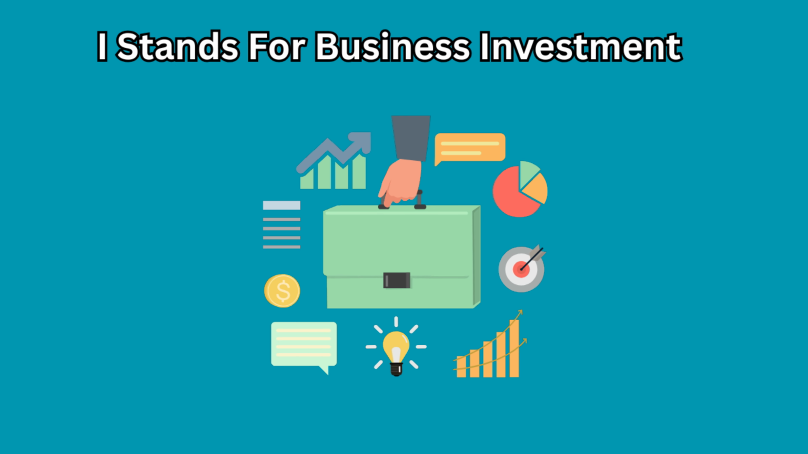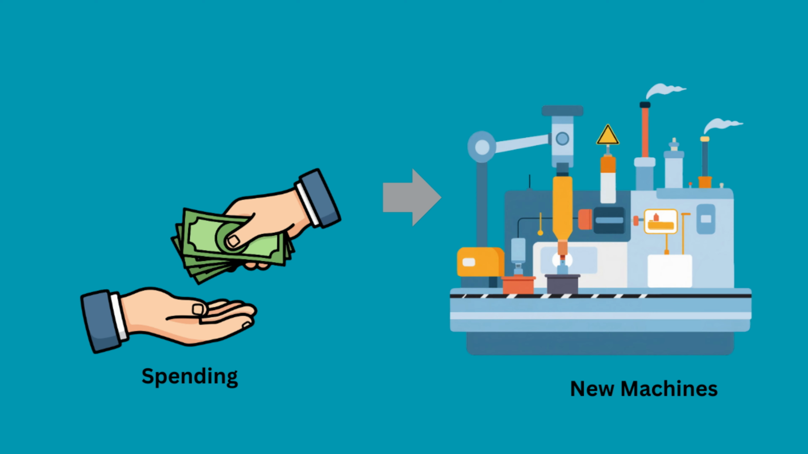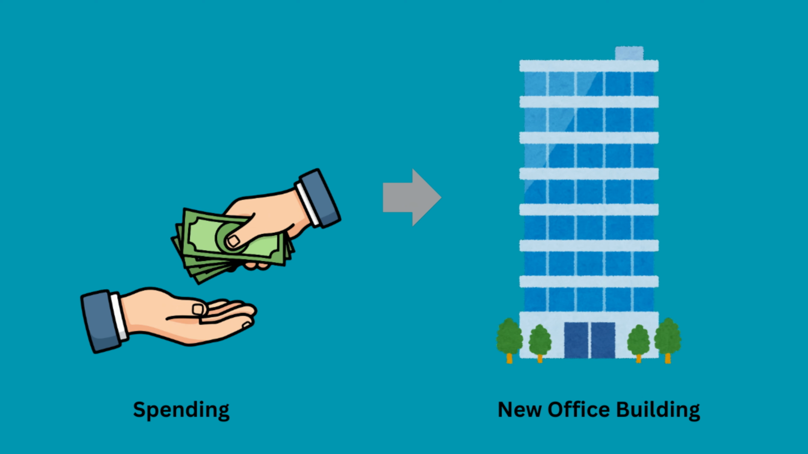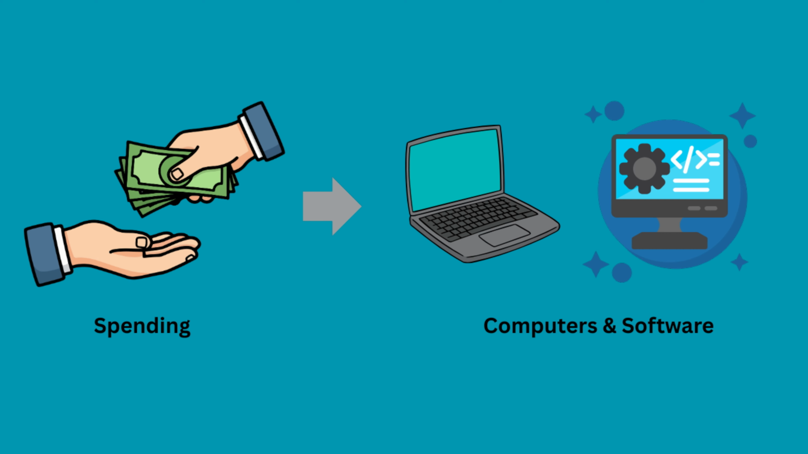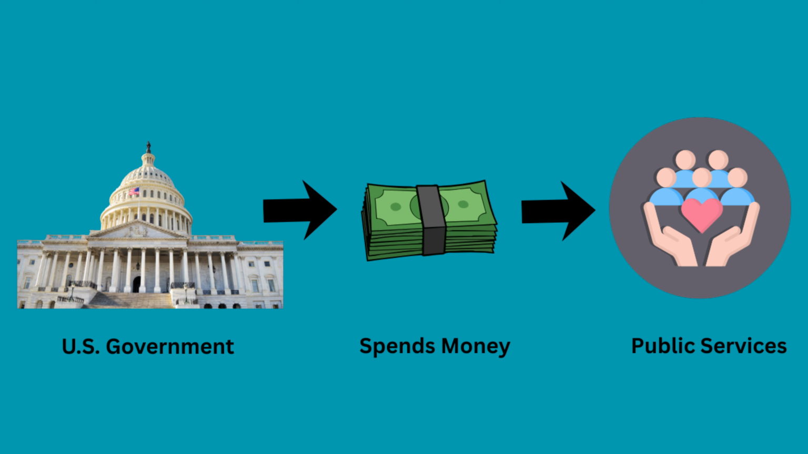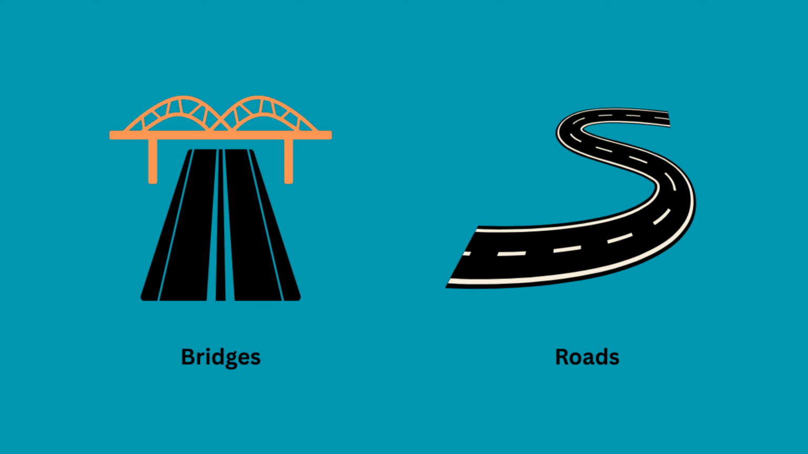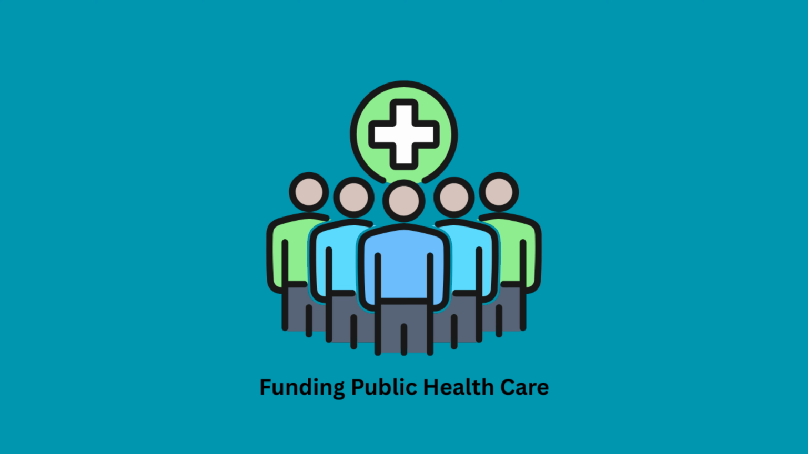I stands for business investment. This is the money businesses in a country spend to grow or improve. Examples include factories buying new machines, companies building new offices, or businesses purchasing computers and software. G stands for government spending. This is the total money the government spends on goods and services. Examples include paying teachers and police, building roads and bridges, and funding public health care.